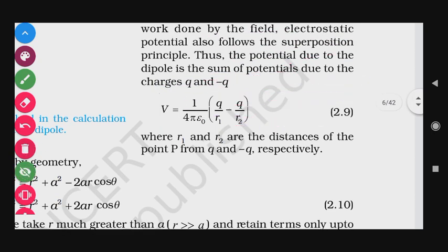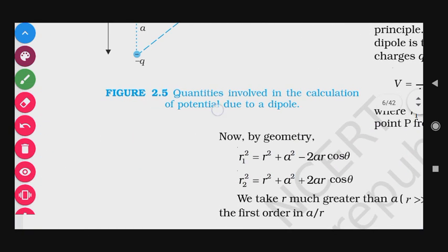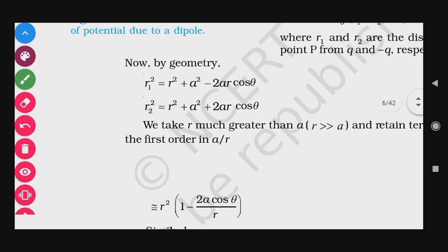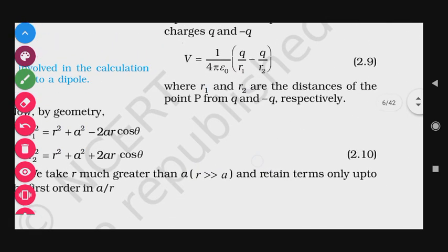So what will be the total potential? This will be the sum of the two potentials. You know the potential due to the minus charge, I can write it: V is equal to 1 upon 4 pi epsilon naught times minus q upon r2. r2 is the distance between the point and the minus q charge. You can figure it out on your own based on what we studied in our previous lectures and articles. So this will be the formula for the total potential.